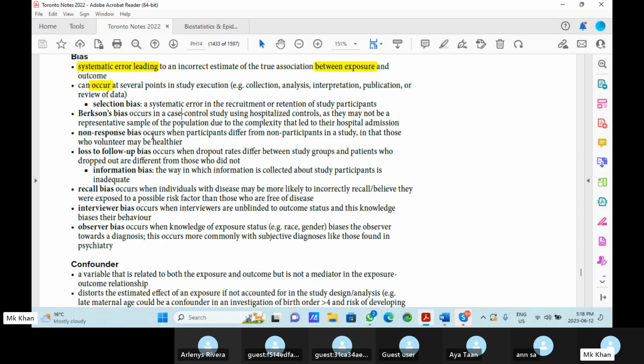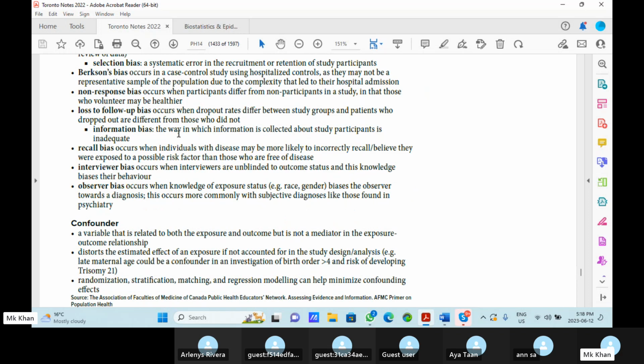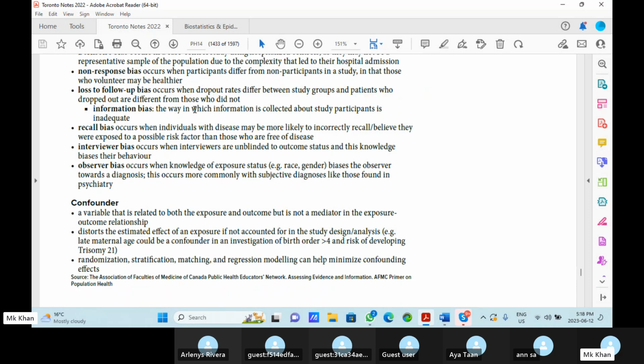Then non-response bias occurs when participants differ from non-participants in a study. So in that, those who volunteer may be healthier. So this is the non-response. Then loss to follow-up occurs when dropout rates differ between study groups and patients who dropped out are different from those who did not. So they cannot complete the study, they are dropping off.